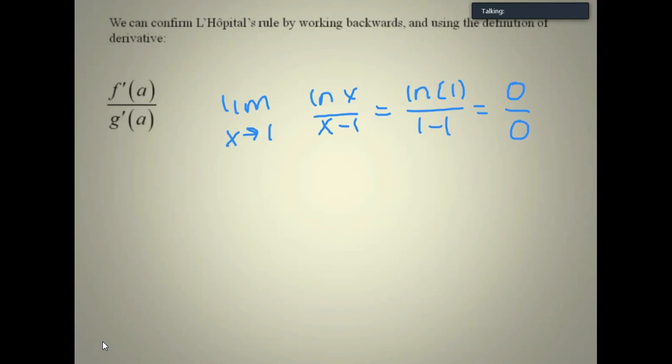So we can work backwards to understand how this works, because think about the definition of the natural log. Its derivative is 1 over x. The derivative of x minus 1 is 1. So you get 1 over x over 1, which gives you 1 over 1 over 1, which gives you 1.